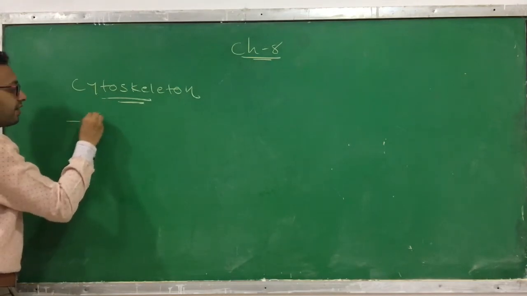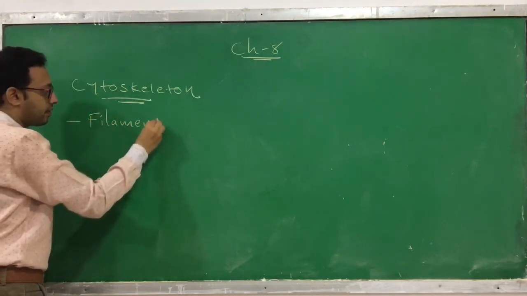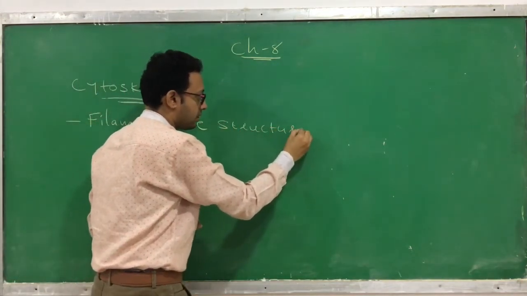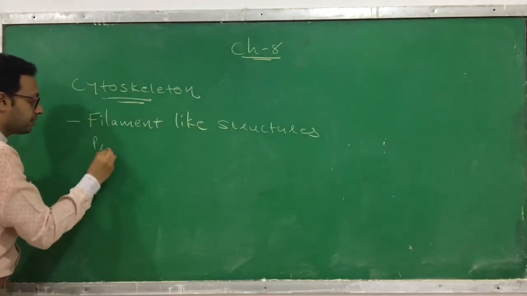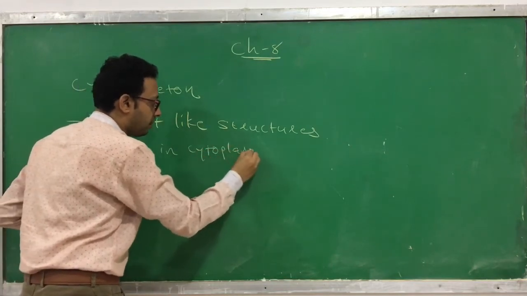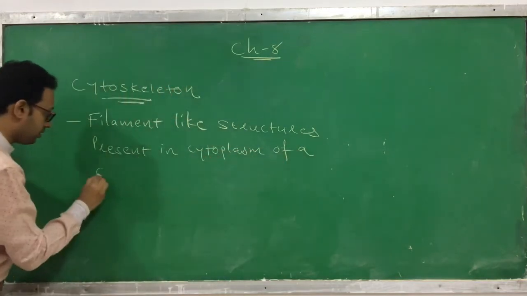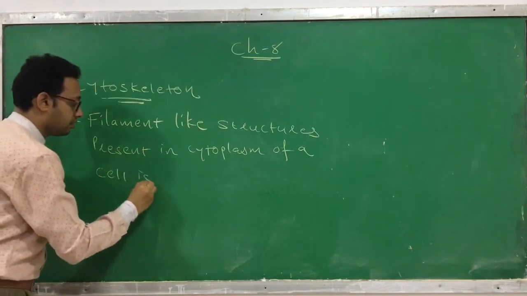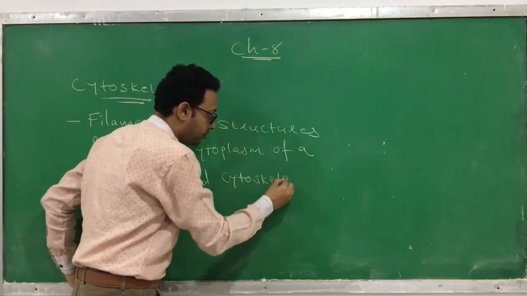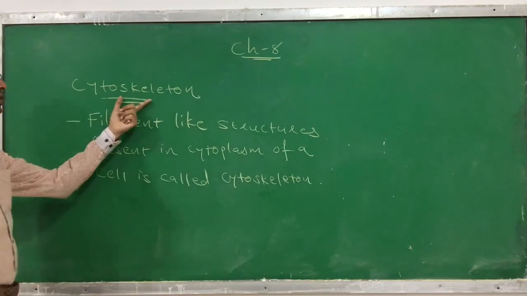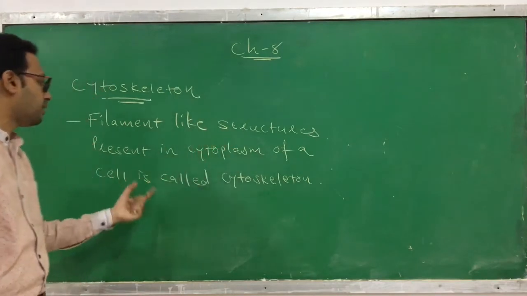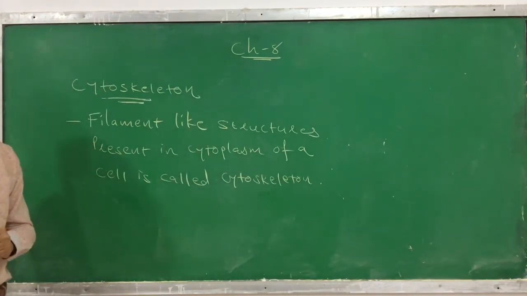The cytoskeleton is a filament-like structure present in the cytoplasm of a cell. Clear? What is a cytoskeleton? Cytoskeleton means the filament-like structures that are present in the cytoplasm of a cell. This is called a cytoskeleton.